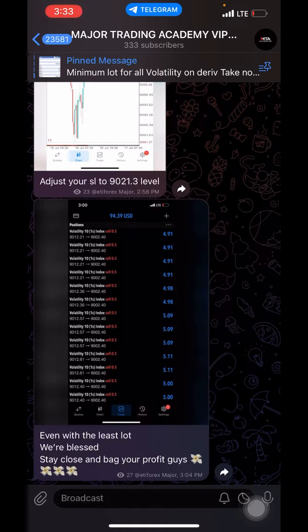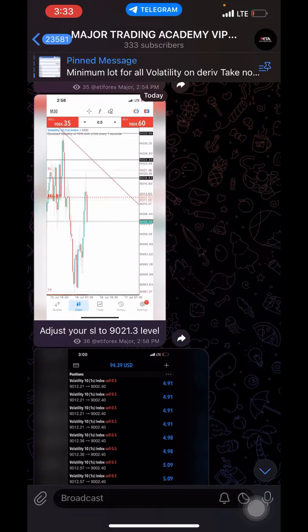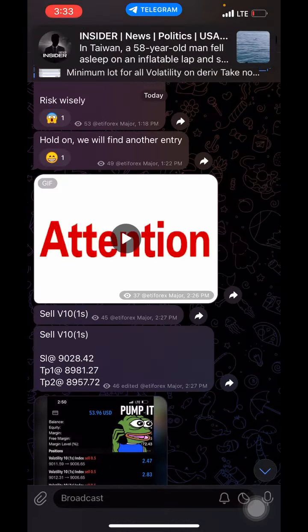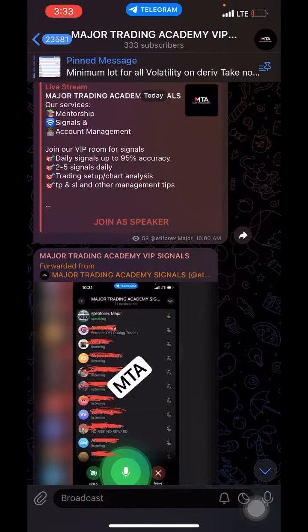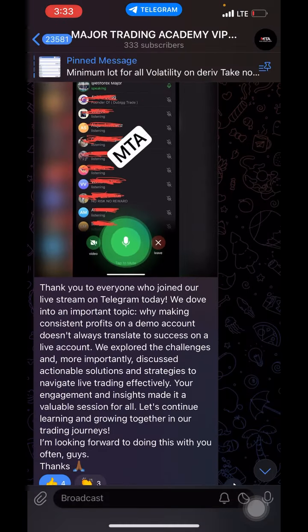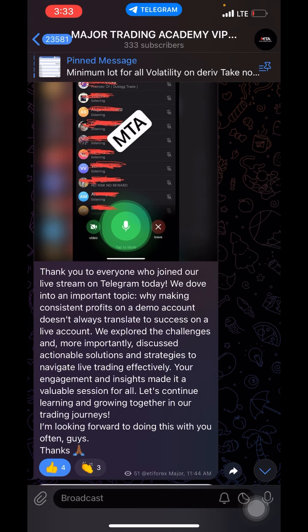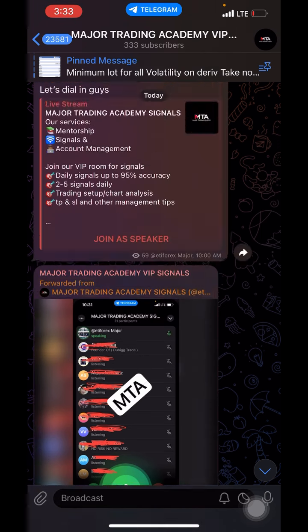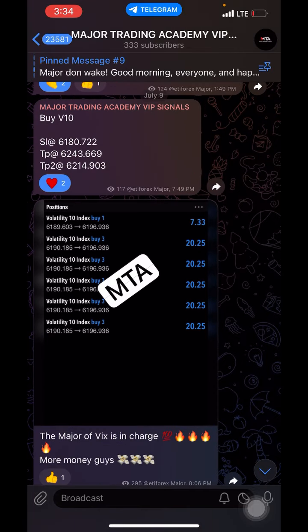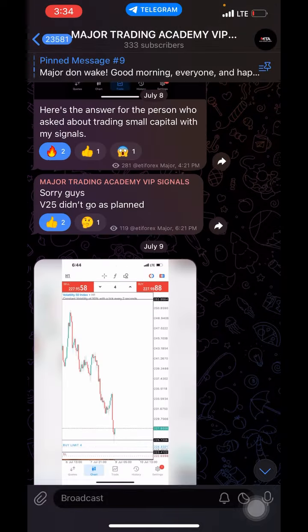Now this is my VIP. You can see we are making good profits. We are running good profits, guys. This morning we had a session with everybody, both the VIP and the free guys, where we discussed how to make profits on your demo accounts and also your live accounts. A lot of people have challenges making money on demo, but when it comes to a live account it is always a big deal.